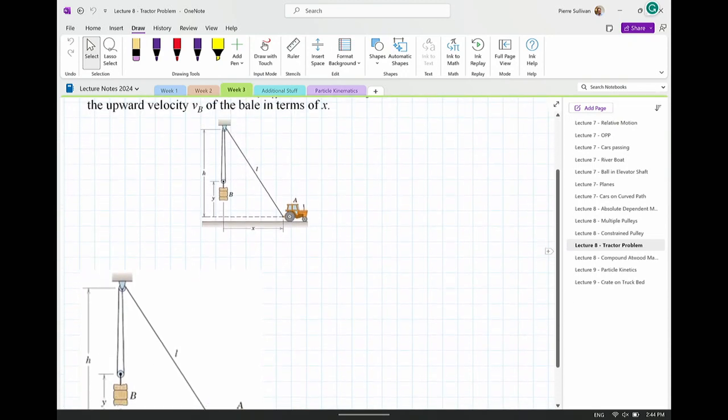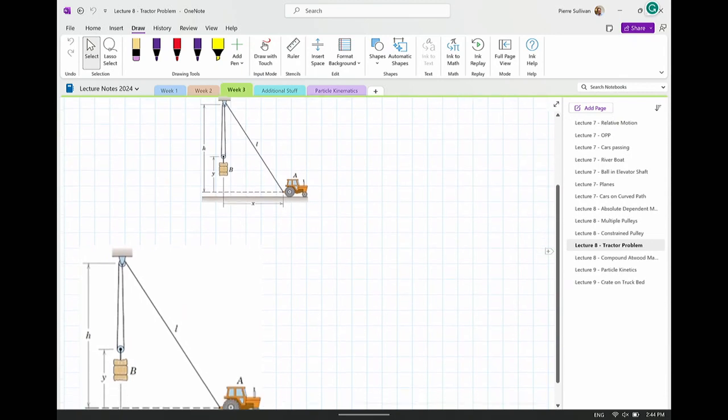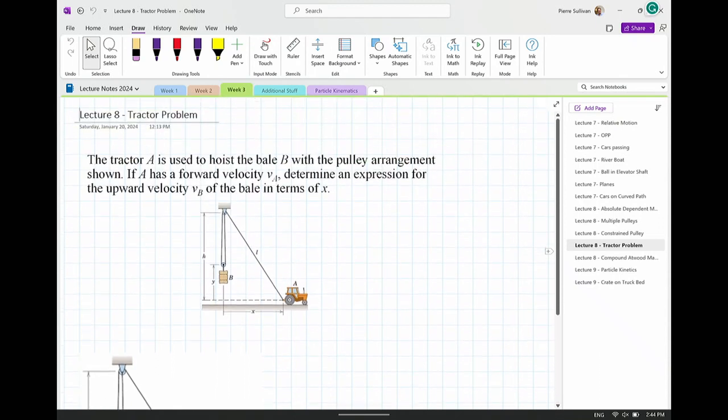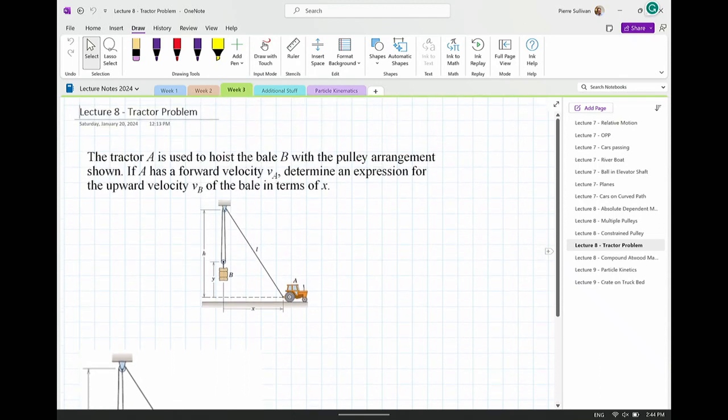Oh, okay. Sorry, I actually should read the question. Tractor A is used to hoist the bale B with the pulley arrangement shown. If A has a forward velocity, v sub A, determine an expression for the upward velocity v sub B of the bale in terms of x. And x is that distance that the tractor is displacing to the right.